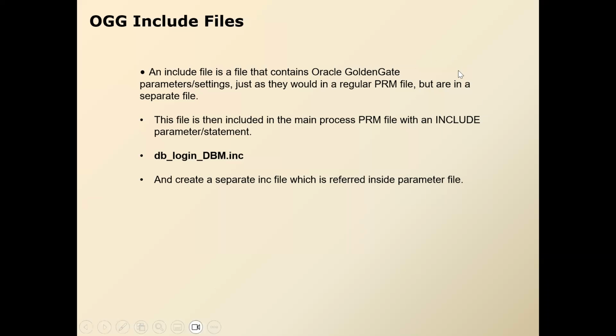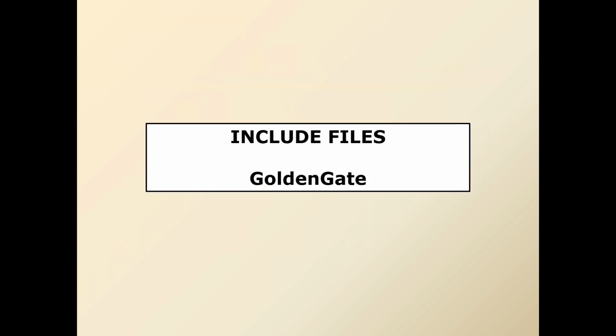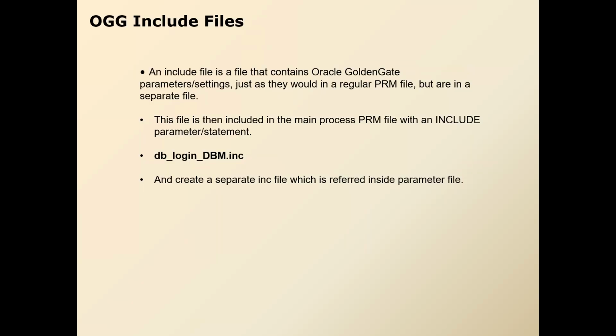An include file is a file that contains Oracle GoldenGate parameter settings just as they would be in a regular parameter file. This file is then included in the main process parameter file with an include parameter statement. So this is the purpose of include files in the Oracle GoldenGate environment.